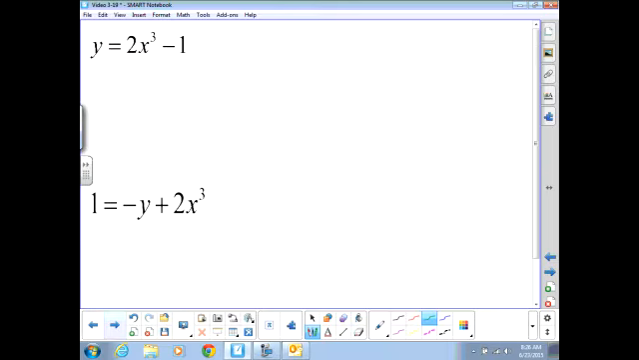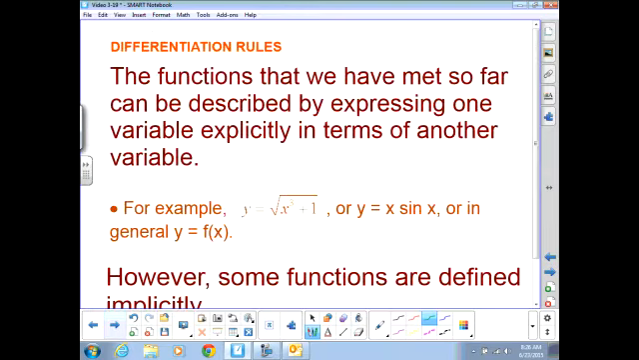So we know we can easily take the derivative of something like y equals 2x cubed minus 1. We would get y prime equals 6x squared, and the derivative of the negative 1, that goes away. And even if y is not by itself, we know we can easily add our y over, subtract the 1 to the other side, and that can give us y equals 2x cubed minus 1. Okay, so we know that we can rearrange it. Well, not every function can be rearranged easily.